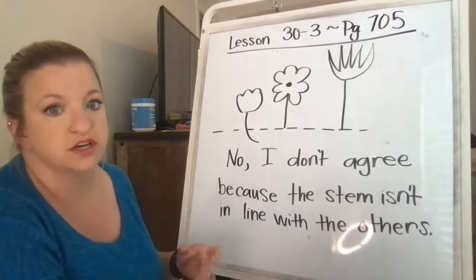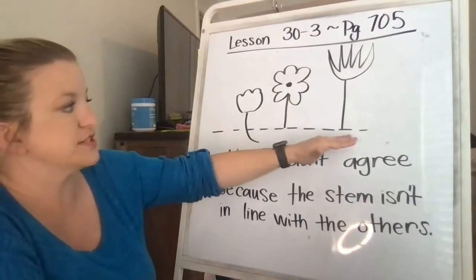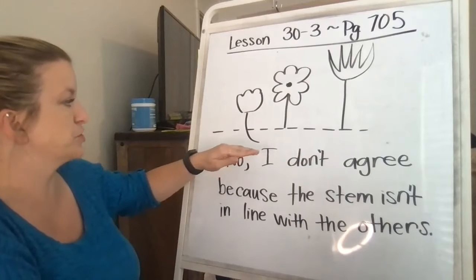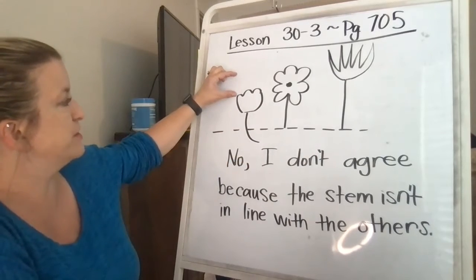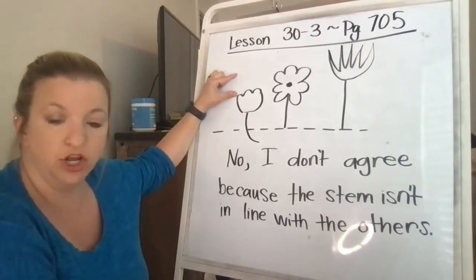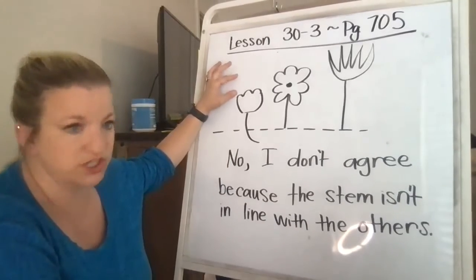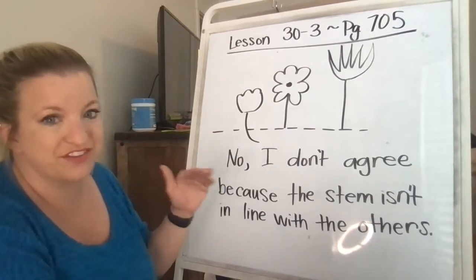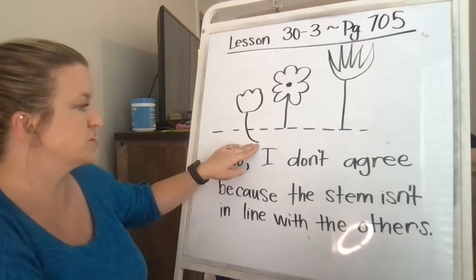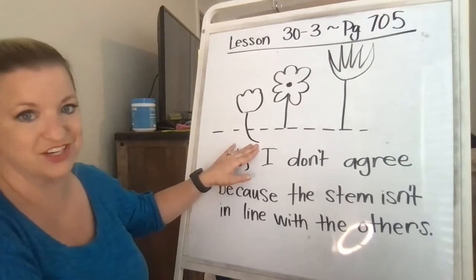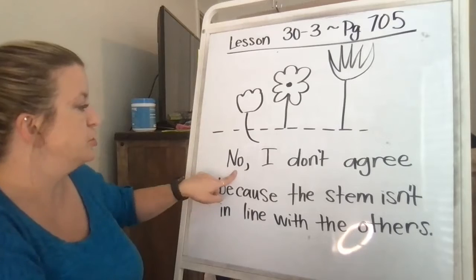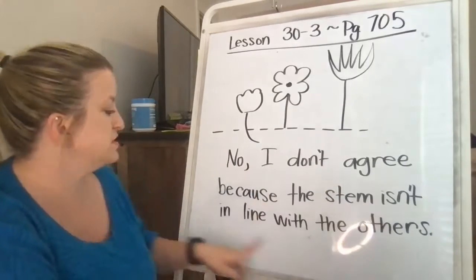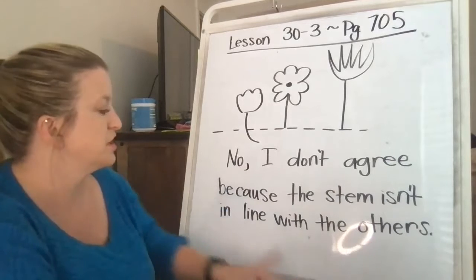It's really important. So remember how I talked about how they're all sitting on a shelf? This red rose is not sitting on a shelf. It's down below the bookshelf. So if I took that and I put it on top of here, is it still the shortest? No. Yeah, it looks like the shortest because it starts way down here. But when you measure, you have to start at the same starting point. This one starts down here. Can't do it. So it has to start up here. No, I don't agree because the stem isn't in line with the others.